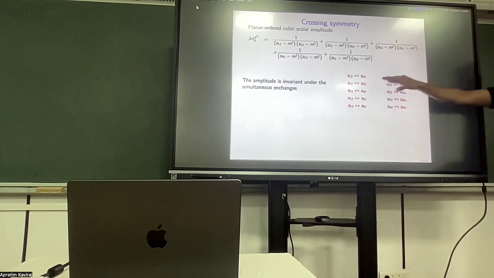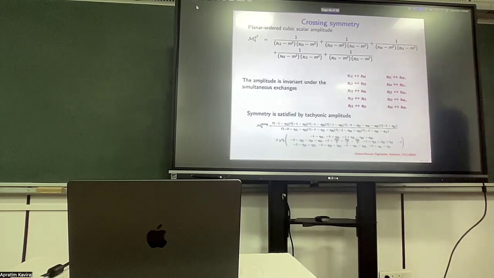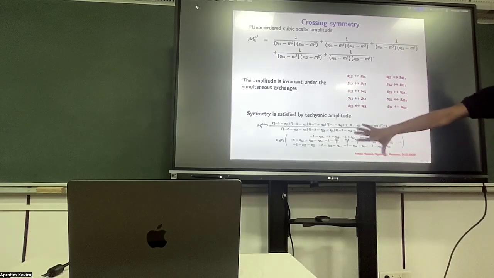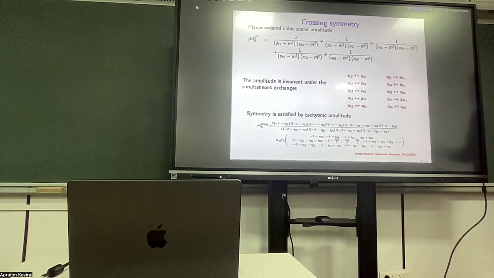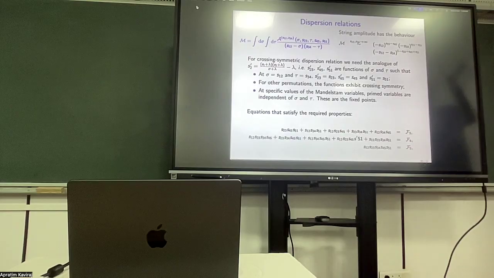So there are 5 such double exchanges possible, and that is a statement of the crossing symmetry. And in fact, this symmetry, as we checked, also holds for this 5-point tachyon scattering. Okay, I'll not go into details.